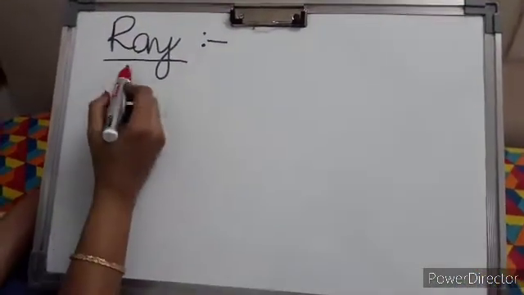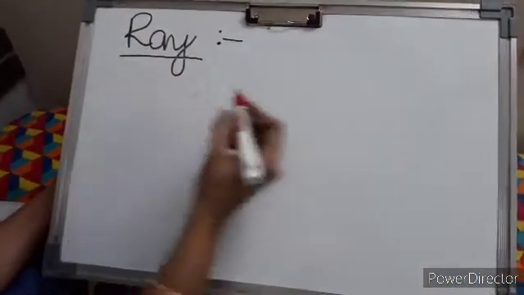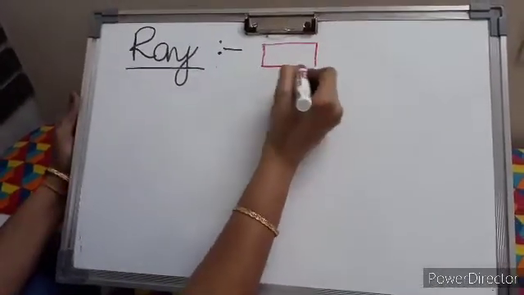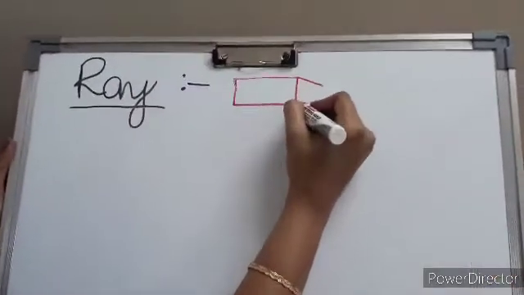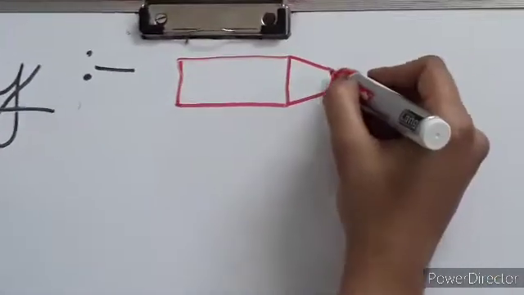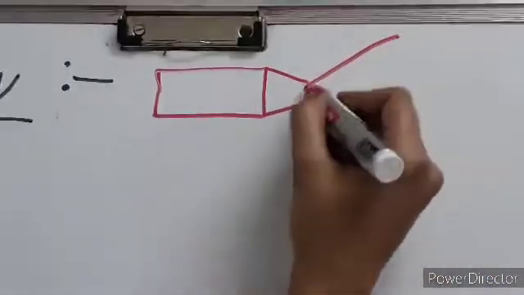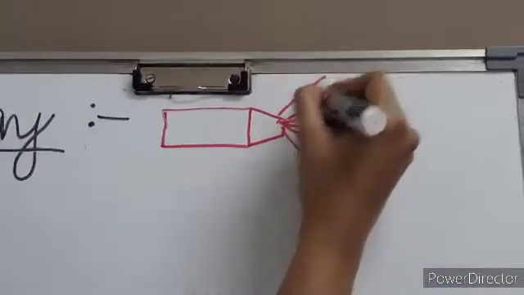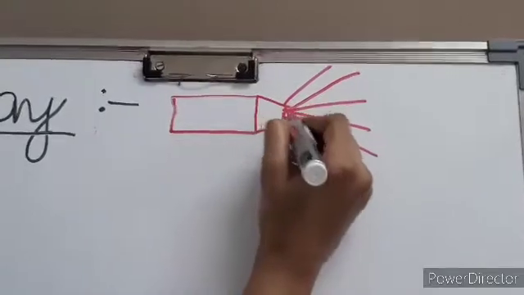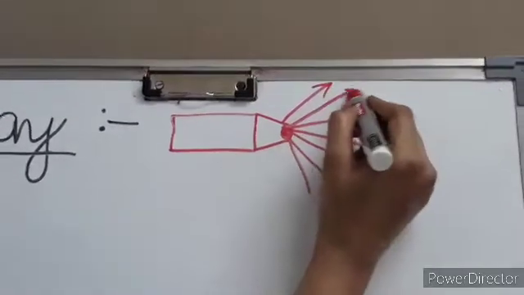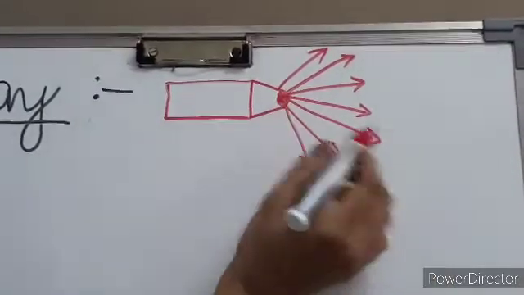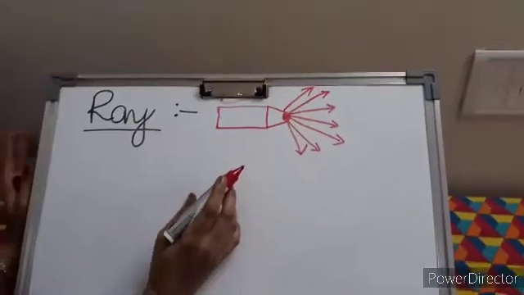Now, next is ray. What is a ray? Suppose this is a torch. When you switch on the torch, rays of light come out. From this one point, so many rays of light you can see. This is what a ray is in geometrical terms also.